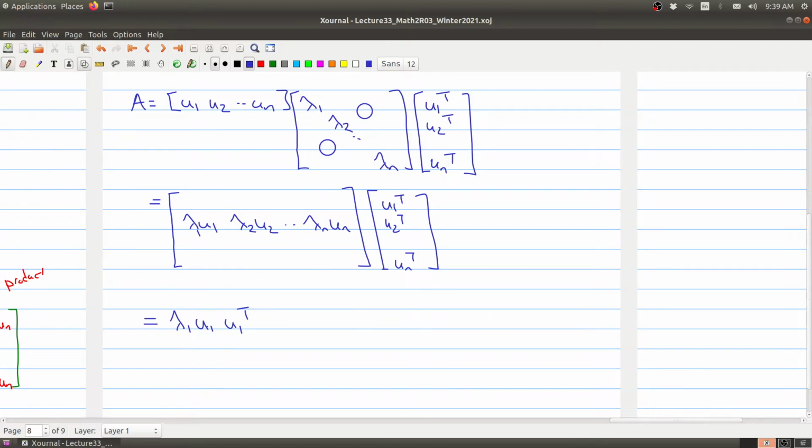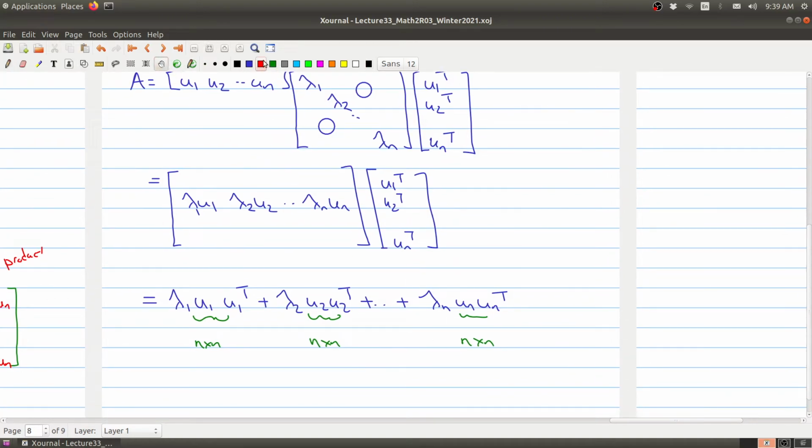So this isn't the dot product, right? This is a column and this is a row. And then we get lambda_2 u_2 times the vector u_2 transpose, up to lambda_n u_n times the vector u_n transpose. And each of these guys right here are n by n matrices. To see why, this is an n by 1 vector, and this is a 1 by n vector. So we get an n by n matrix right here.